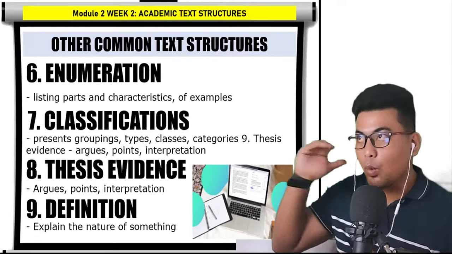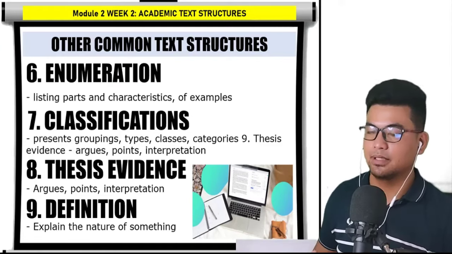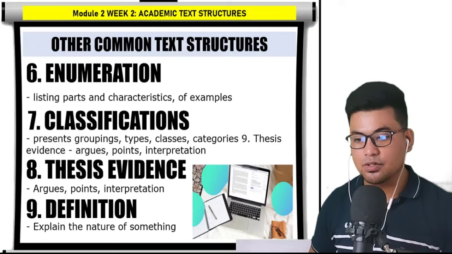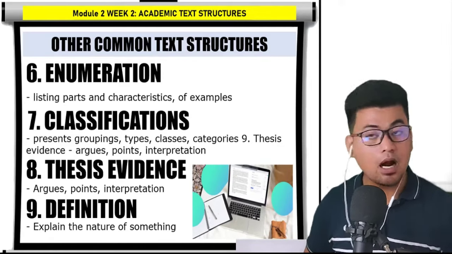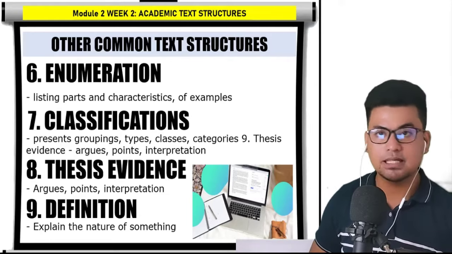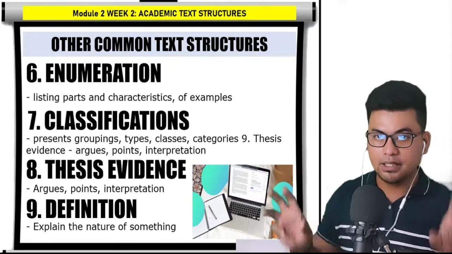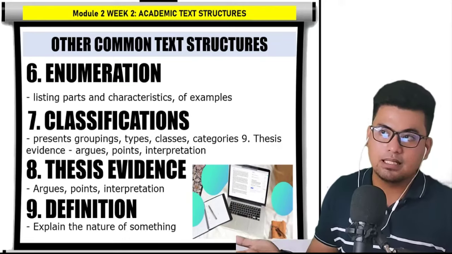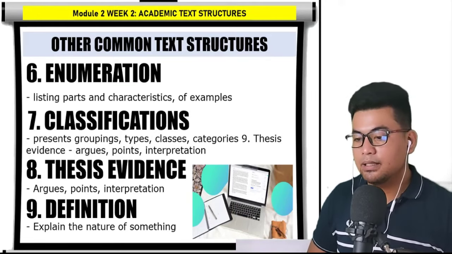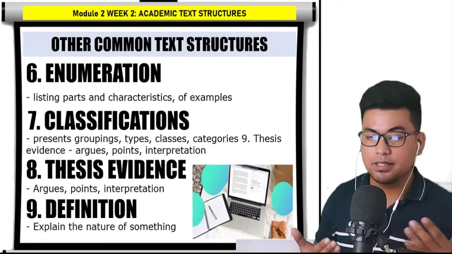Okay? One by one. Number 7 is classification. Present groupings, types, classes, categories. You're just classifying something. You're just grouping the ideas. Okay? And then you present them. So, that's classification. Number 8 is thesis evidence, arguments, points, and interpretation.